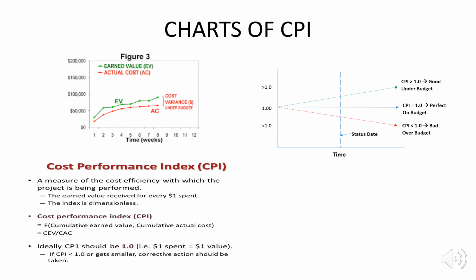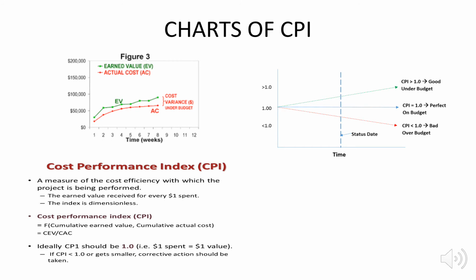The project amount is hiking, so we need to reduce the cost so that we can get profits. So CPI is the cost efficiency. Let's see in Figure 3 a measure of the cost efficiency with which the project is being performed: the earned value received for every dollar spent. This index is dimensionless.